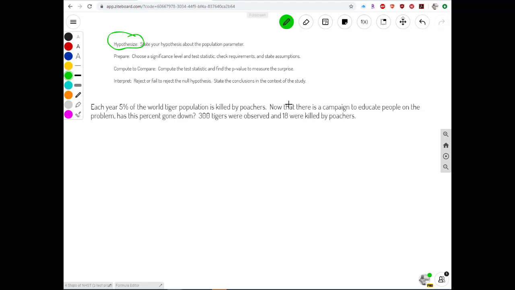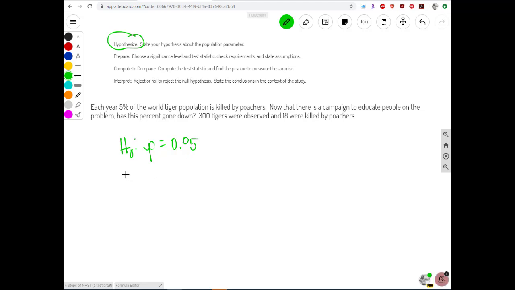So here's our scenario. Each year, 5% of the world tiger population is killed by poachers. Now that there is a campaign to educate people on the problem, has the percent gone down? We need a null and an alternate. So our null is going to be P, because we're working with a proportion, right? This is a percent, equals 0.05, because that's what we expect to have. Now we need our alternate.